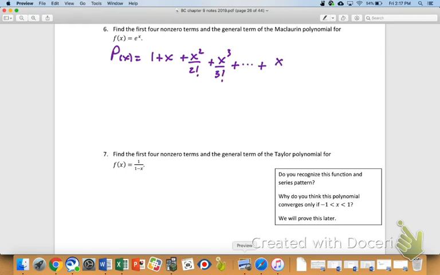X to the n over n factorial. Yeah, exactly. The n's match here. The n factorial and the n match. How did you write that correctly? Because it asks for the first 4 non-zero terms and the general term. Is that all you need to do, or do you need to write them separately? No, in fact, you want to write them summed up, kind of like in a simplified polynomial format. So yeah, definitely write those summed up.